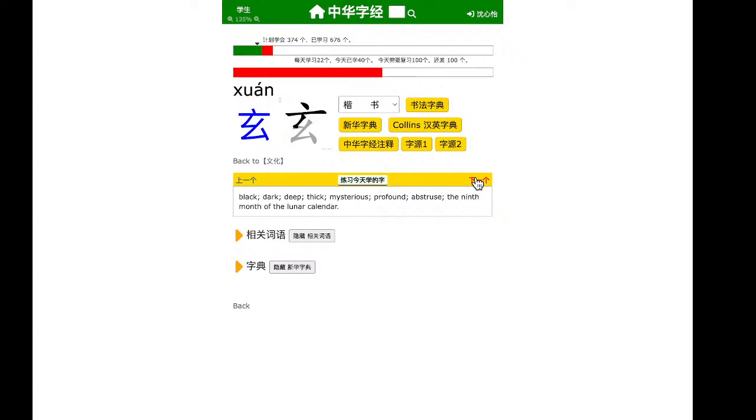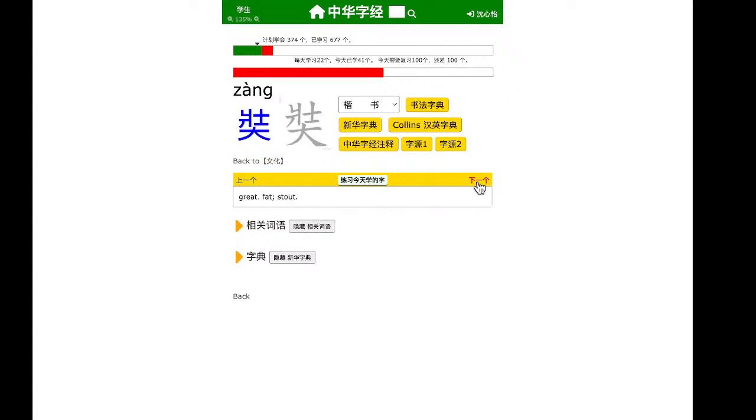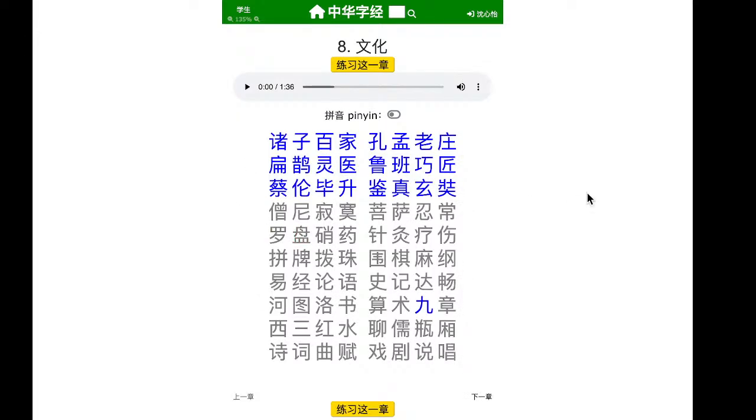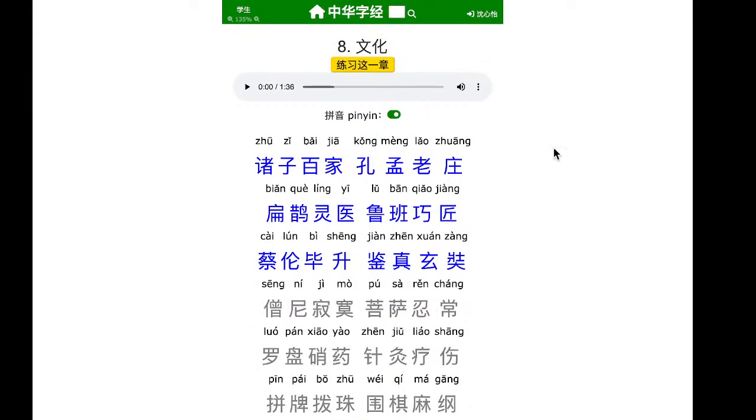Xuan means black, dark, deep, thick, mysterious, profound, abstruse, difficult to understand. It is also the name of the 9th month of the lunar calendar. And Zong means great, fat, or stout. Now these are more people.